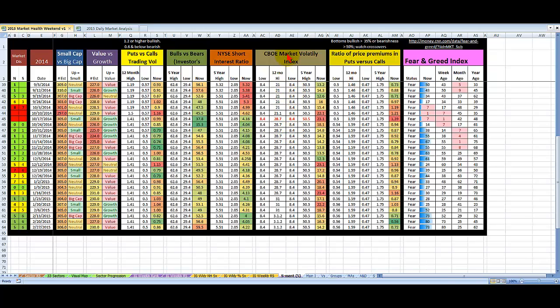Other good sentiment indicators to watch are the volatility index and the ratio of price premiums and calls versus puts. I use data from a fear and greed index online, tracking where the fear is at now and where it was a week ago, a month ago, and a year ago. All these can be found on the web really easily. And I also have the links on my business website.